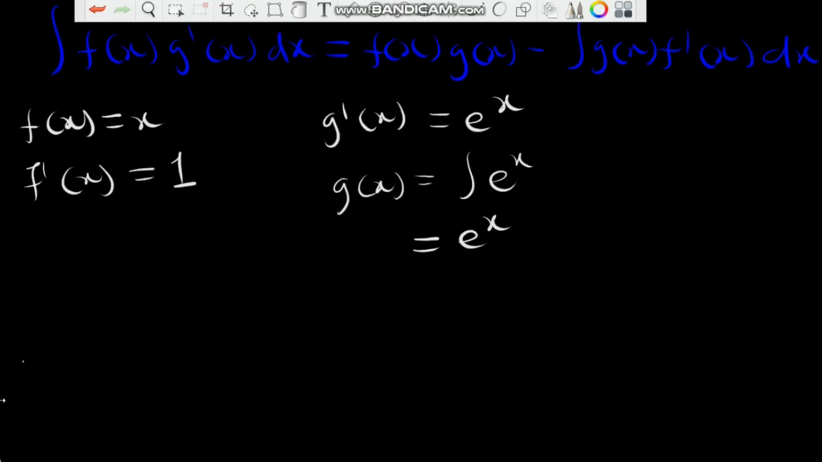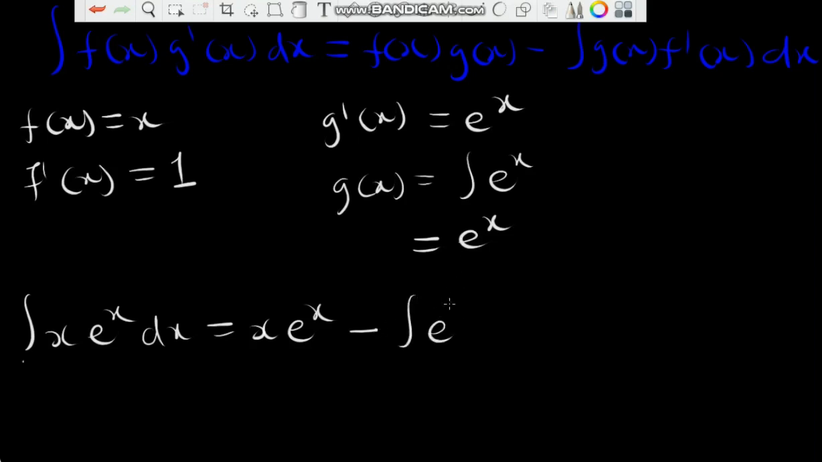Now let's look at that. From the general formula, the integral of f of x, in this case x, times e to the power x dx, will be equal to f of x times g of x, and f of x is x, so x times g of x, that's times e to the power x, minus the integral of g of x, so the integral of e to the power x times f prime of x, which is 1, that's times 1 dx.